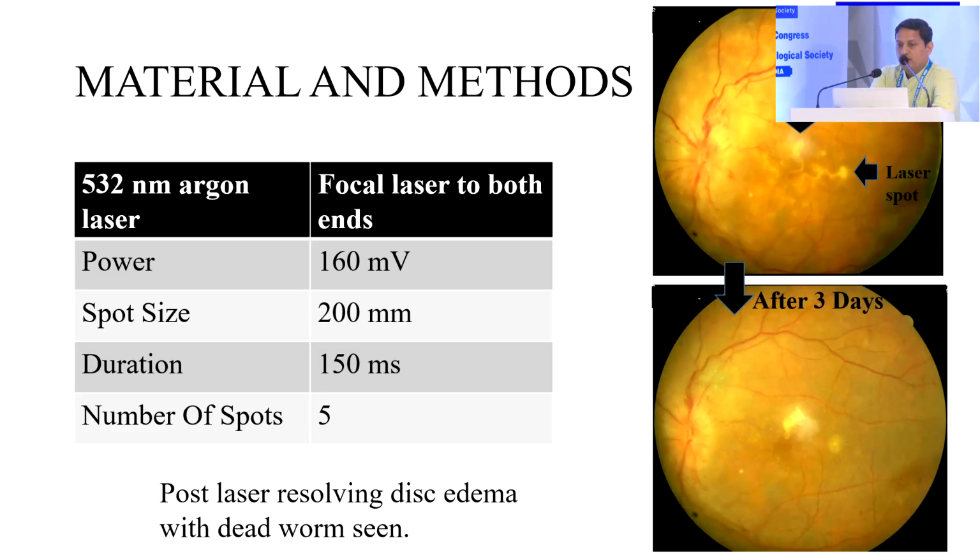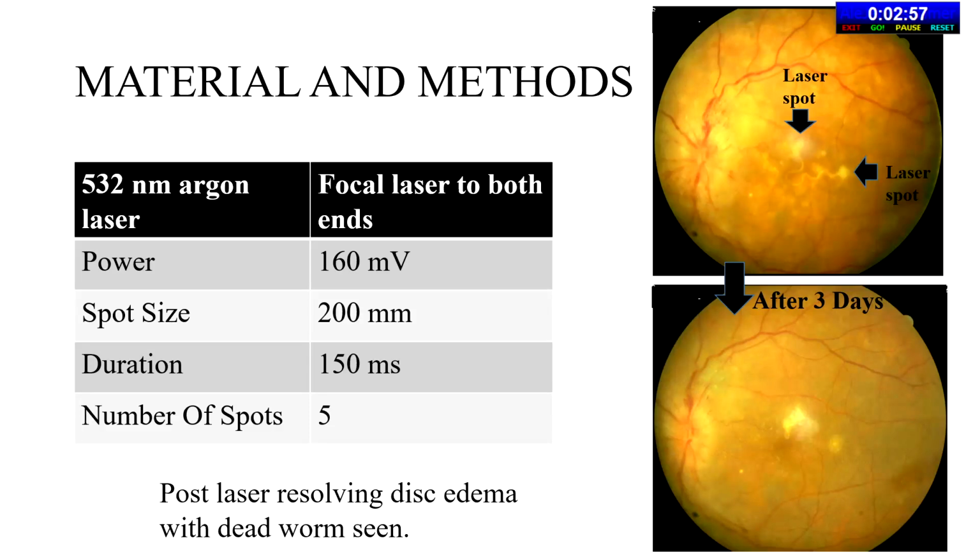So we did focal laser to both ends with a 532 nanometer argon laser, with a power of 160 milliwatts, spot size of 200 micrometers, and duration of 150 milliseconds. 5 spots were given. 3 days after laser, resolving disc edema with the dead worm was seen.